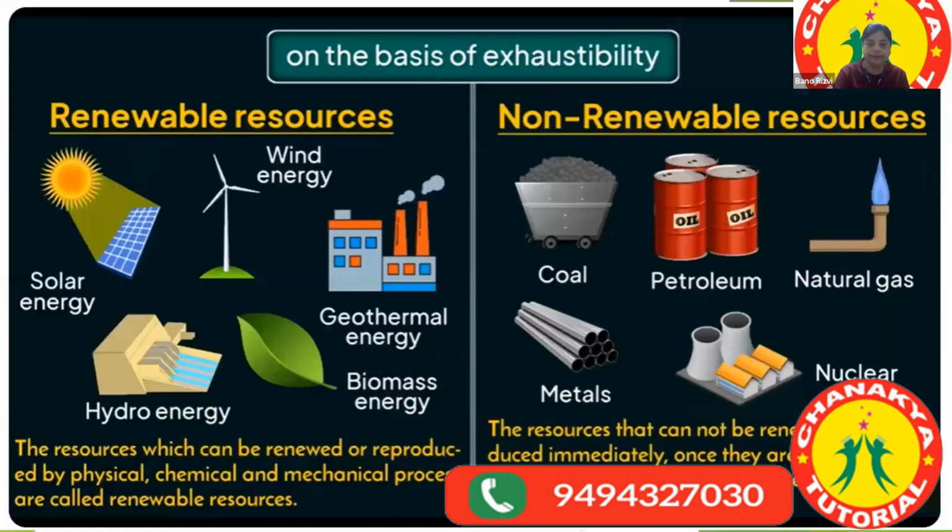Okay. Now we have renewable resources. Renewable resources are those that can be renewed, and non-renewable is that once exhausted, it will take millions of years to renew. So examples of renewable are sunlight, air, water, and non-renewable are coal, petroleum, metals.